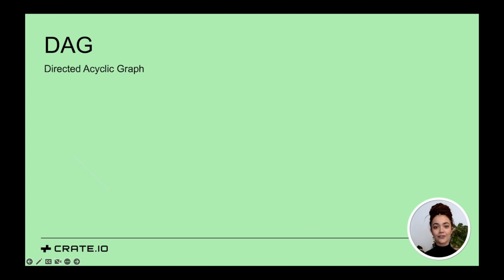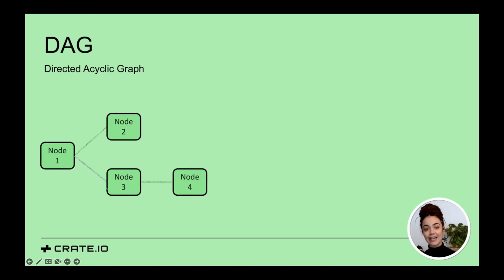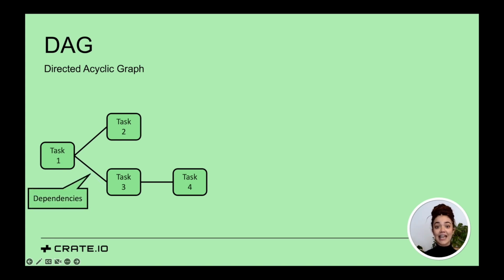DAG is short for Directed Acyclic Graph. A graph, what is it? It's made out of nodes and edges. And in Airflow, the nodes are the tasks. But a node does not stand by itself. It's connected to others. It depends on others, and others depend on it. So the dependencies are the edges of the graph. They connect the nodes and make up the DAG structure.